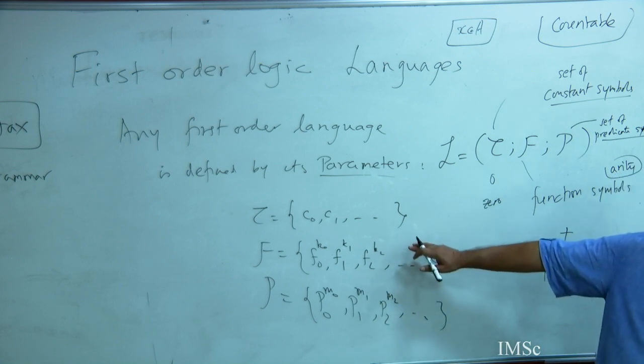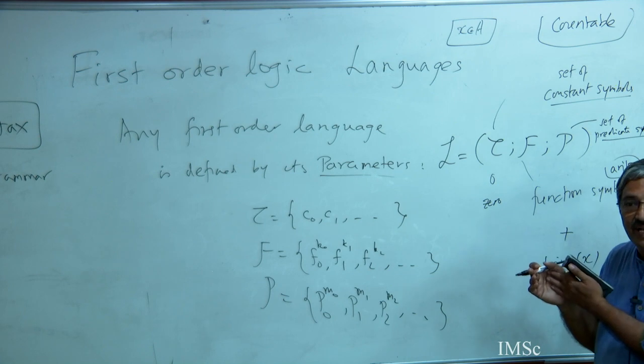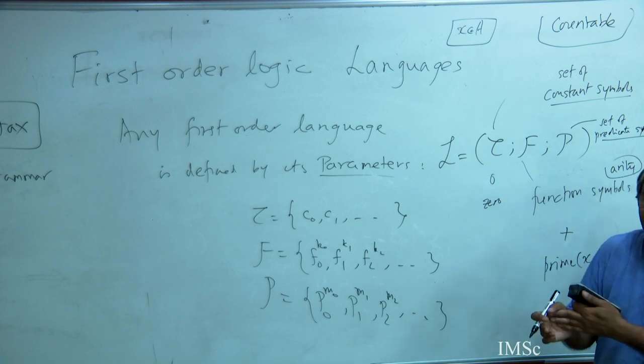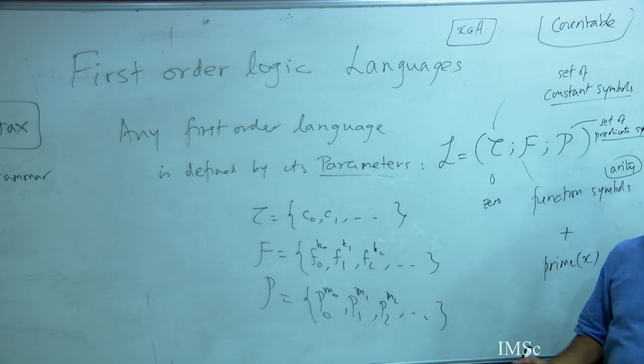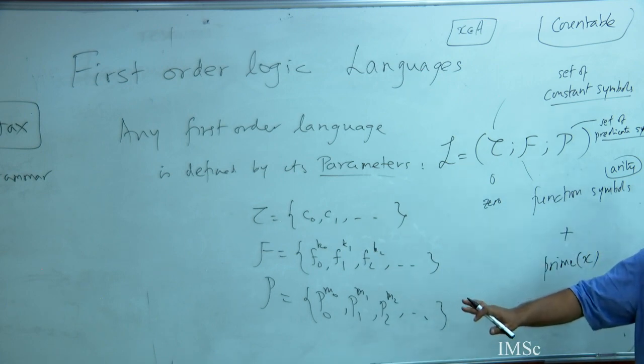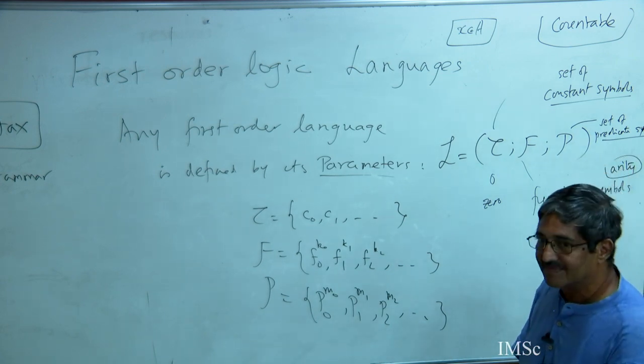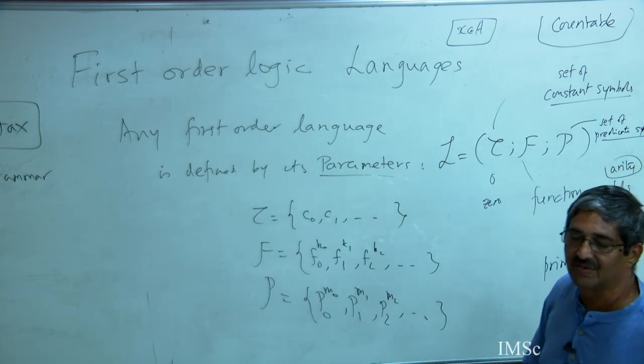You have written these symbols for me, those symbols we will write in the language and we will give them meaning as you like. After that, the rest of the meaning is constructed for quantifiers, connectives and so on in a fixed way across all the languages. Okay, let's go further.